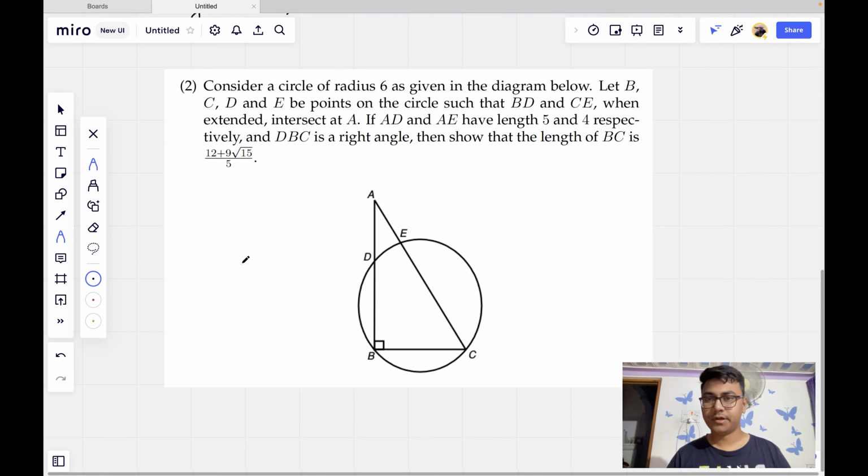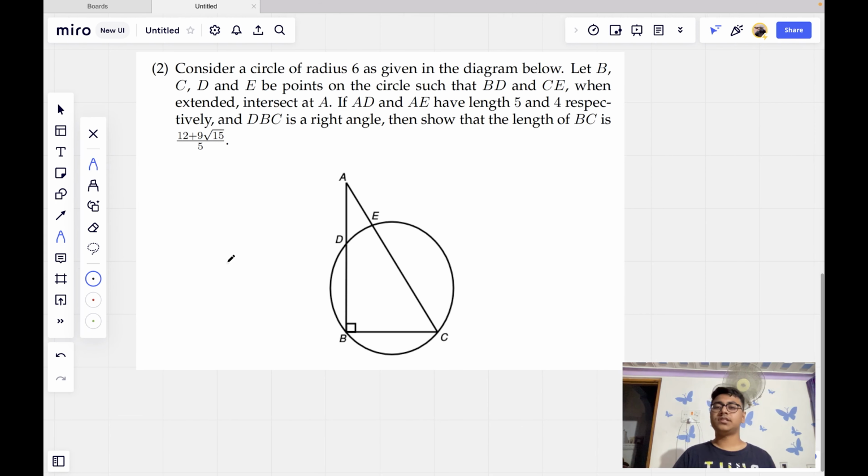Okay, question number 2. What does this say? Question number 2 gives us a circle of radius 6. So this circle has radius 6 and we are given B, C, D and E points on the circle such that BD and CE, when extended, meet outside the circle at A. The length of AD is given to be 5. The length of AE is given to be 4. DBC is a right angle.